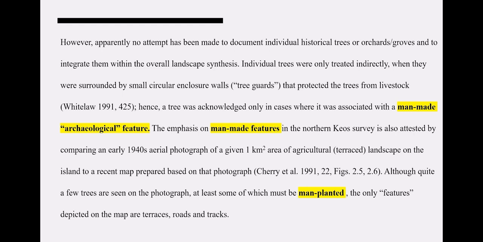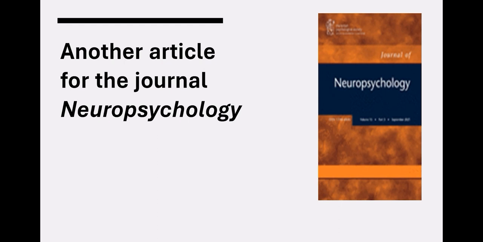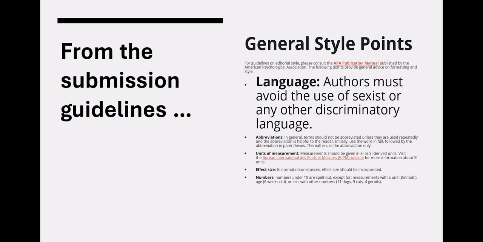Now I'm going to give you another example from my experience about bias in language. For man-made, I would have probably revised the whole sentence. Manufactured didn't work very well. Man-planted, again, we just took off the man. Another journal that I edited an article for was the Journal of Neuropsychology. And of course, from the submission guidelines, which I always check, authors must avoid the use of sexist or other discriminatory language.